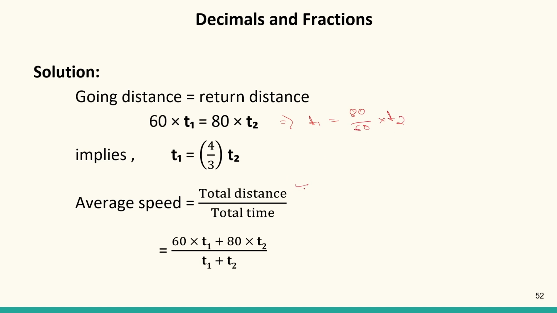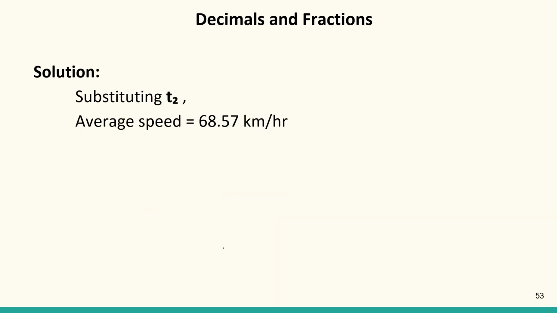So the average speed is total distance by total time. This is the answer. Substituting t2, what we can get is 68.57 km per hour.